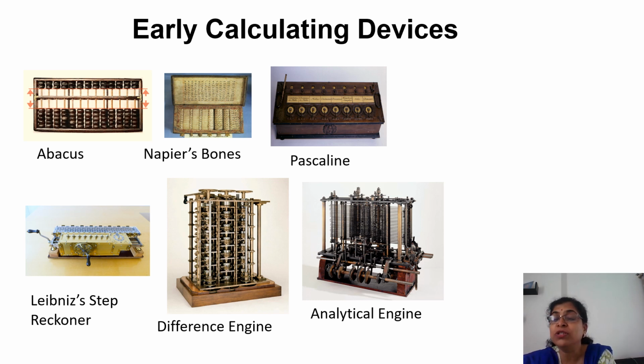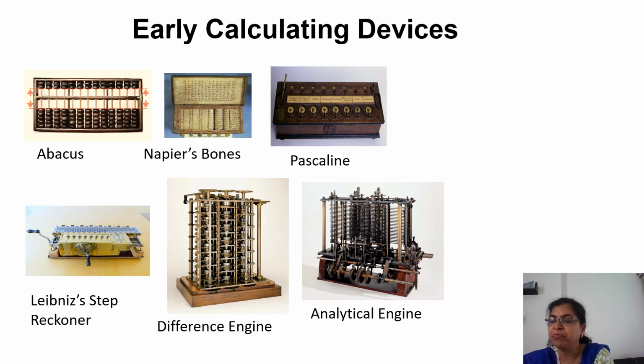Among that, abacus was the first counting machine. Abacus was invented in China 5000 years ago. Then comes Napier's bones, where instead of rods, earlier bones were used, so it got the name Napier's bones, and John Napier introduced this machine. It can do addition, subtraction, multiplication, division.